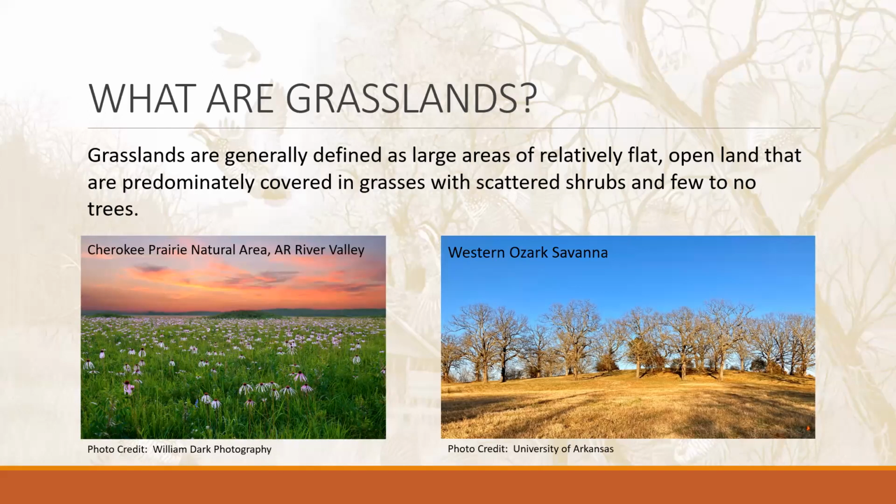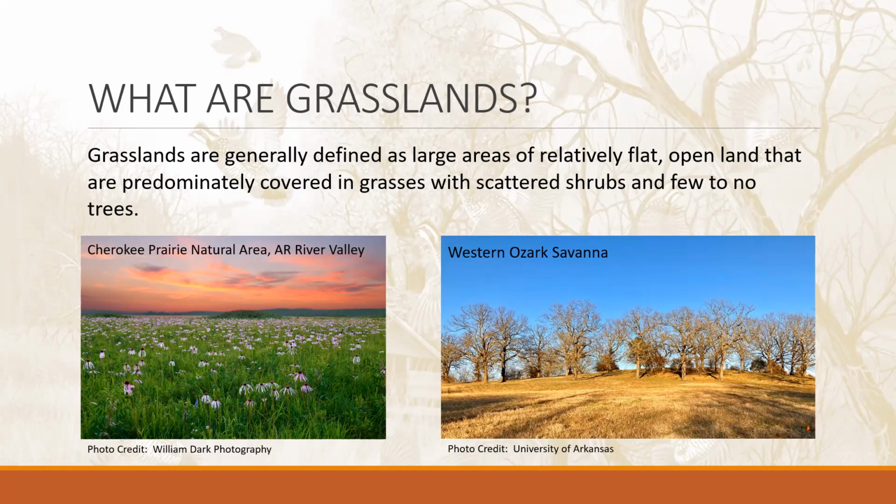As you can see, the picture on the left shows the Cherokee Prairie Natural Area that's located in the Arkansas River Valley area. So that's near Charleston. There's no trees here. There's very little woody vegetation, if any, and the flat landscape is dominated by grasses and wildflowers. We often hear them referred to as a sea of grass or flowers. I've heard that reference a lot when talking about prairies.